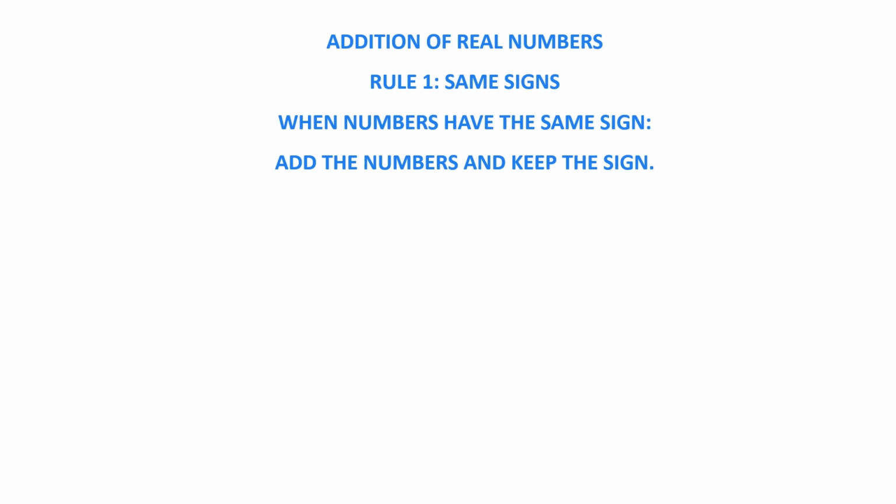Addition of real numbers has a rule. The rule says that when the numbers have the same sign, add the numbers and keep the sign. For example, positive 5 plus positive 3 will give you positive 8. Negative 6 plus negative 4 will give you negative 10.